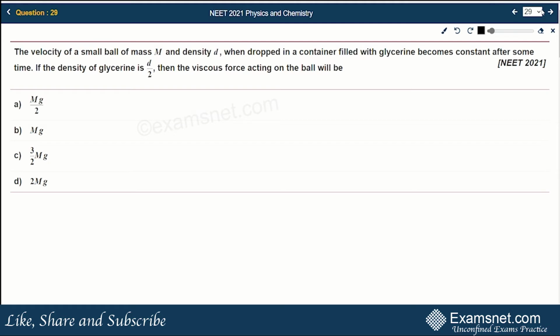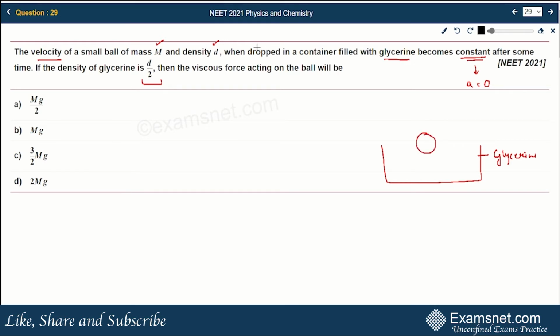Now question number 29 is from the chapter Mechanical Properties of Fluids, and the question is, the velocity of a small ball of mass m and density d when dropped in a container filled with glycerine becomes constant after some time. So velocity becomes constant means acceleration becomes 0, right? Now if the density of the glycerine is d by 2, then the viscous force acting on the ball will be. So here let's see what is given in the question. We have a container that is filled with glycerine. Now a ball is dropped into this container.